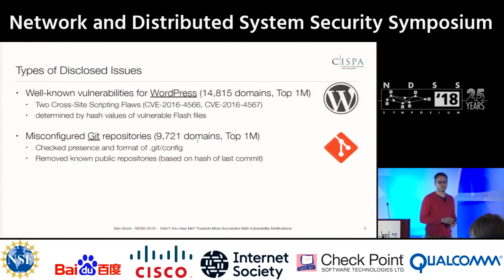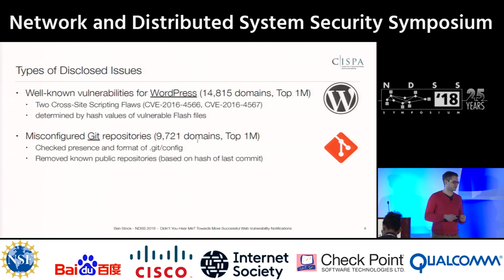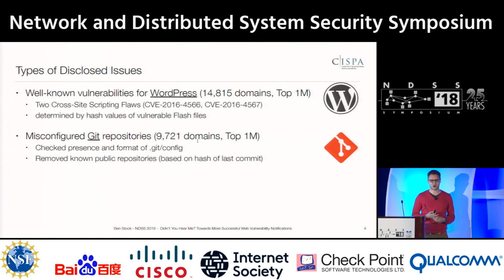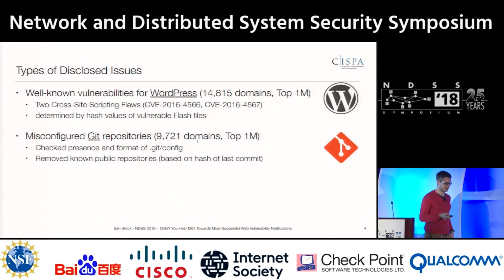The second type of vulnerability that we looked at were misconfigured Git repositories. So in this case, people left their Git repositories in their web root, allowing an attacker to download the complete source code of that website. This affected about 10,000 domains, and we could check that by merely looking at this Git config file, checking for the format. And to avoid some false positives, we also looked at the hash of the last commit, and checked that on GitHub so as to exclude public repositories.